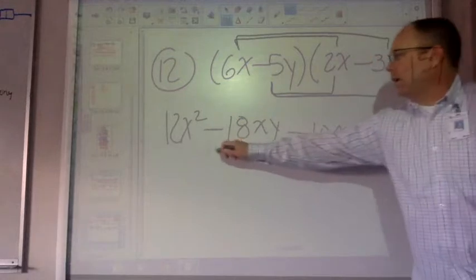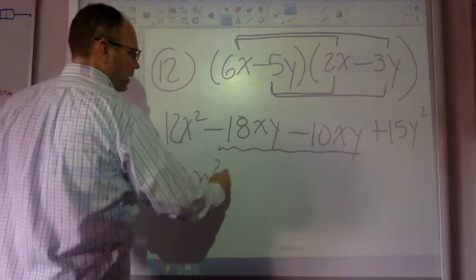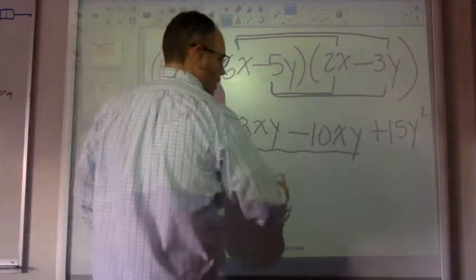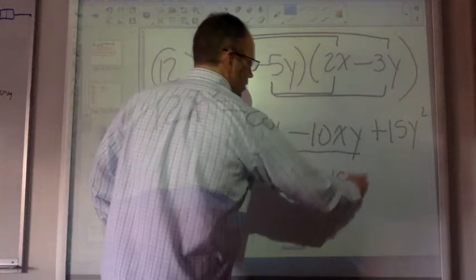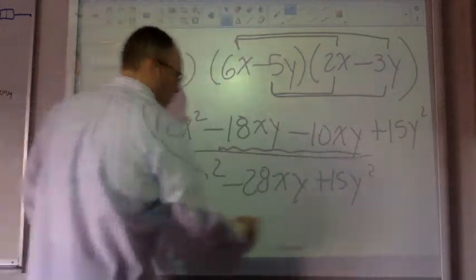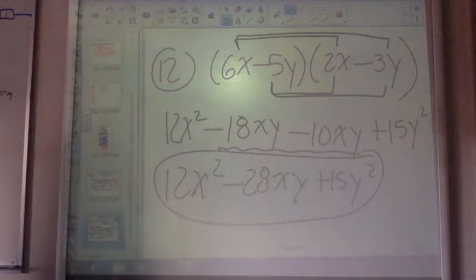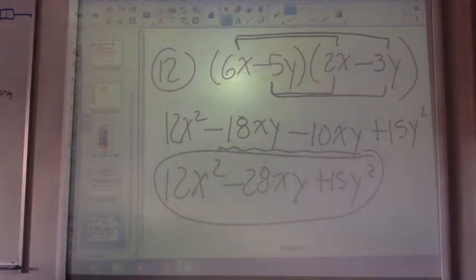Okay? These are like terms, so I can combine those together. So I'm going to get 12x squared minus 28xy plus 15y squared. And again, when you multiply them, it's more acceptable to keep them in alphabetical order than change the order of them. If you change the order, is it wrong? No, but it's just easier to see if you always keep them in alphabetical order. Cool? What other questions might we have through number 17?